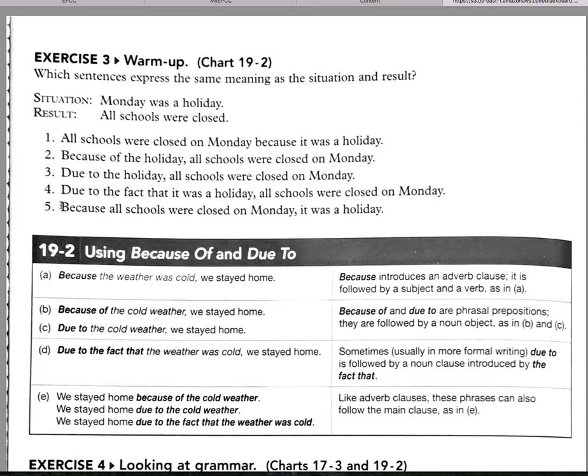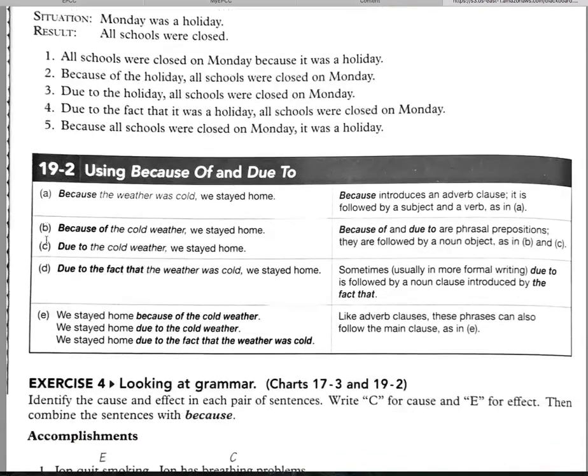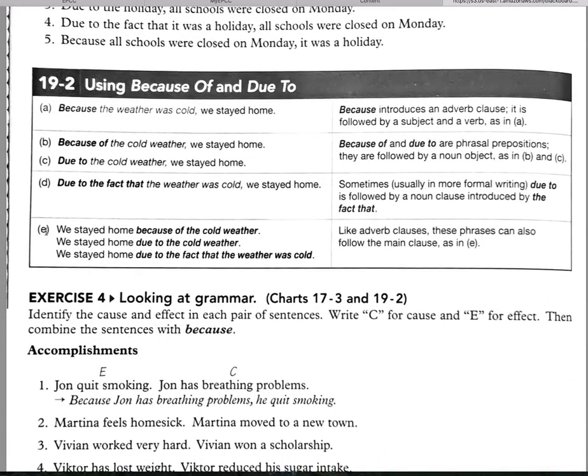Number 5. Because all schools were closed on Monday, it was a holiday. So here, this is no. The schools were not closed and therefore it was declared a holiday. No, Monday was a holiday. So the schools were closed. Okay. So number 1, 2, 3, and 4 have the same meaning as the situation and the result. Situation being that Monday was a holiday, all schools were closed. That's the result. Okay. So if we look at chart 19.2, using because of and due to.